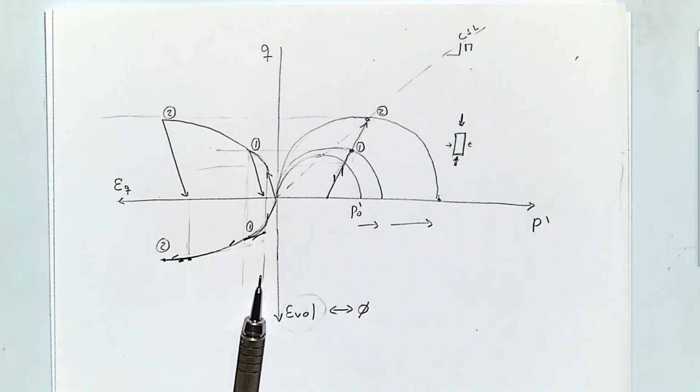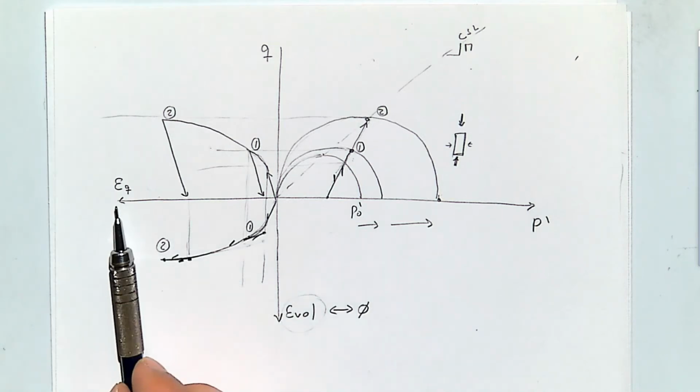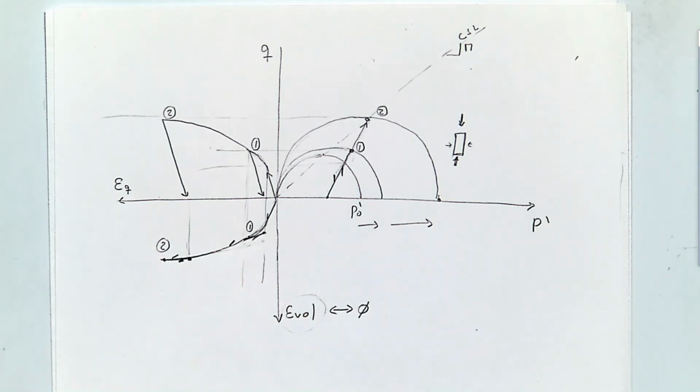And again, when you have this moving relative to another surface and it's not really a change of volume, then that's when you just have a change of deviatoric strain.